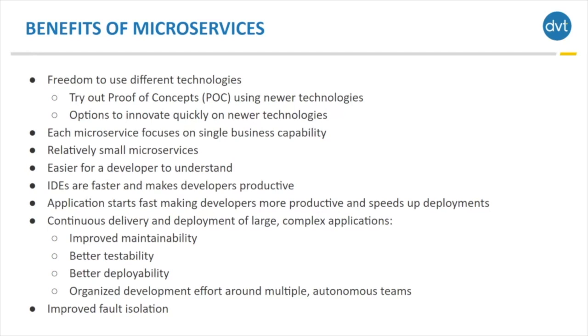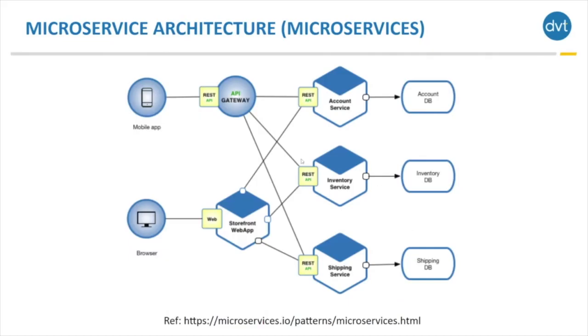And the last one is very nice: improved fault isolation. Because you have multiple services available, let's go back to this example. Imagine I have shipping services, and our team found out that we need a more scaled version of our shipping services. So let's do horizontal scaling of shipping services and have five different instances of it.